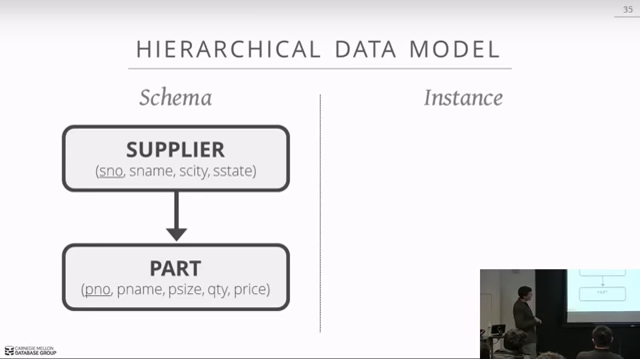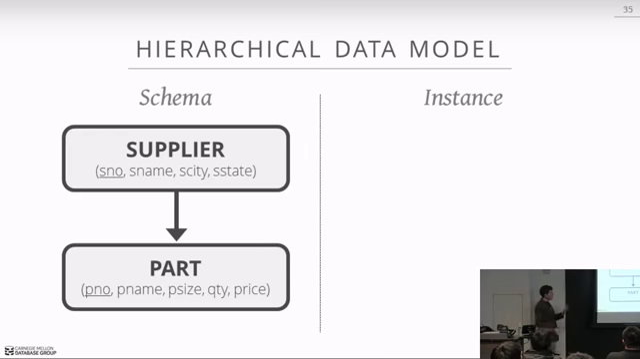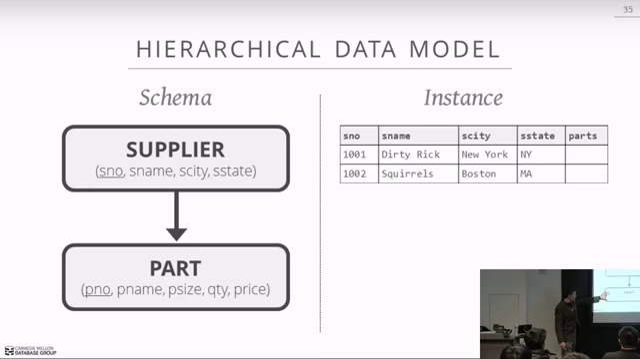So here's what the hierarchical data model looks like. We have a simple schema here, a parts supplier database. We have an upper collection of suppliers, so these are the businesses that sell a certain item. And then you have another collection of parts, so these are the items that they sell.